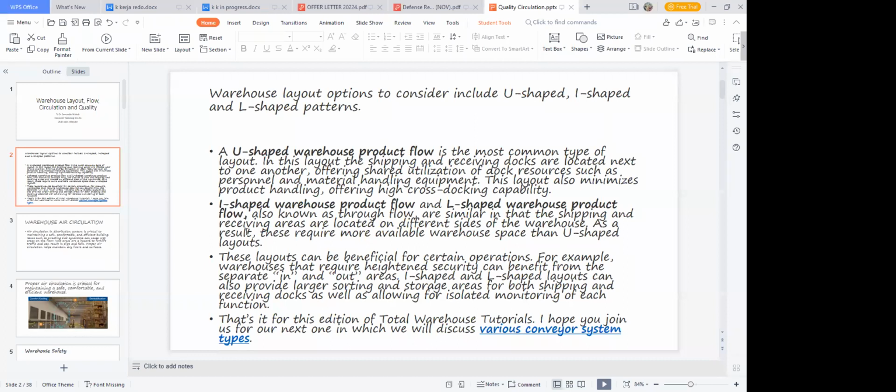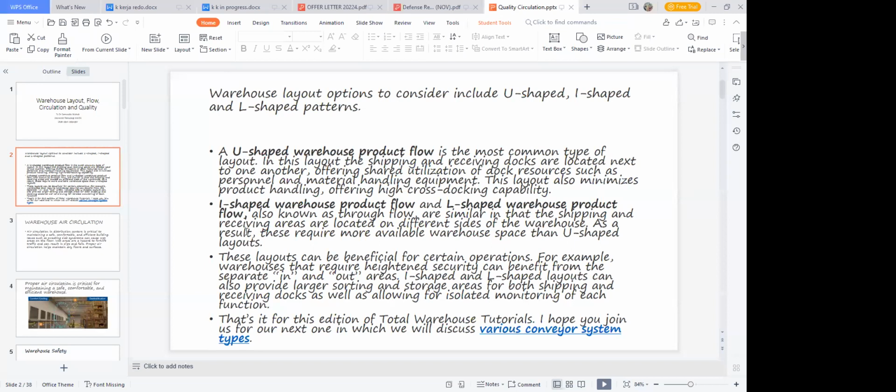In this U-shape, we can minimize the product handling, but at the same time we offer a high cross-docking capability. So we need space for this crossing, where it is easy for us to cross the product between the two docks, shipping and receiving.